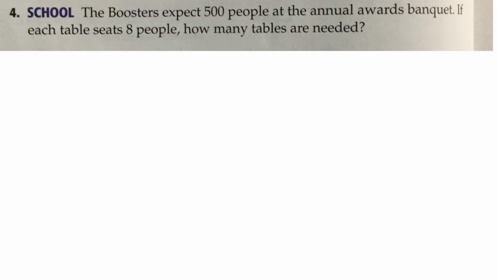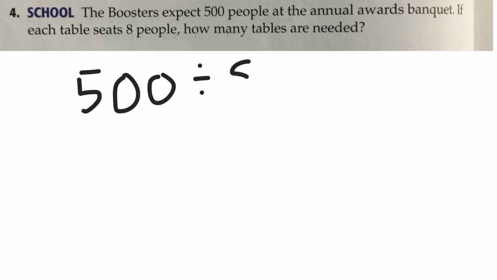How many tables are needed? So how did you solve this one? Somebody, anybody? Go ahead. 500 divided by 8. 500 seats, or the 500 people, divided by the 8 different tables. And what did you get when you divided that? 62.4.